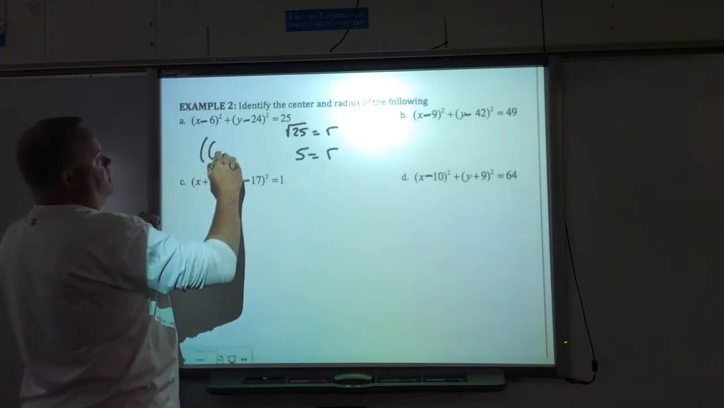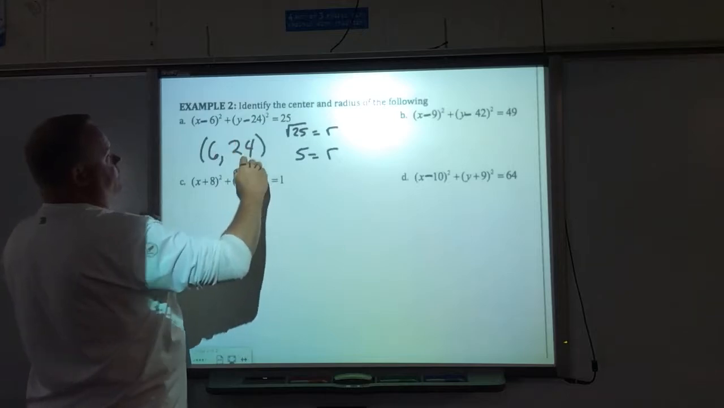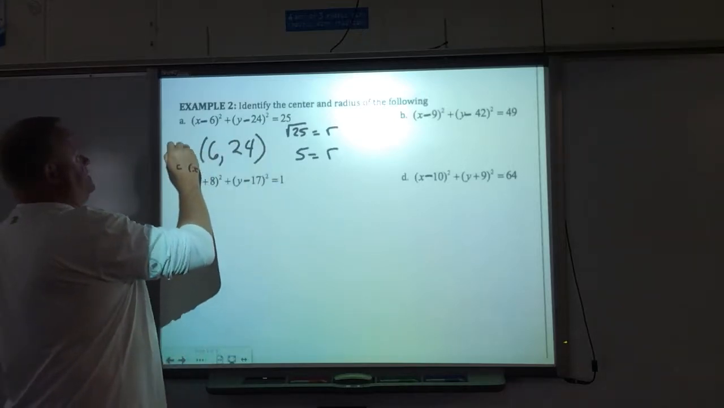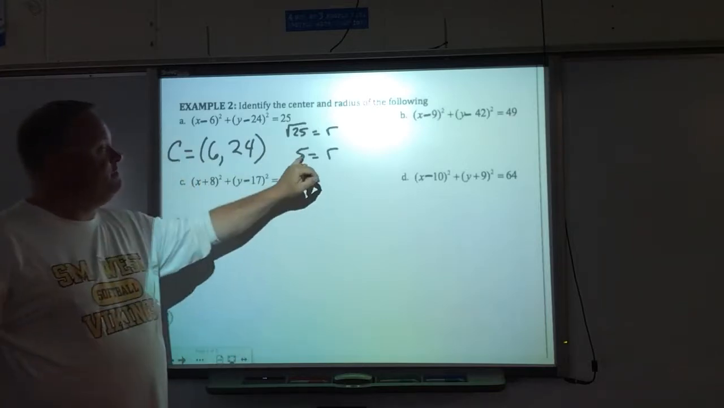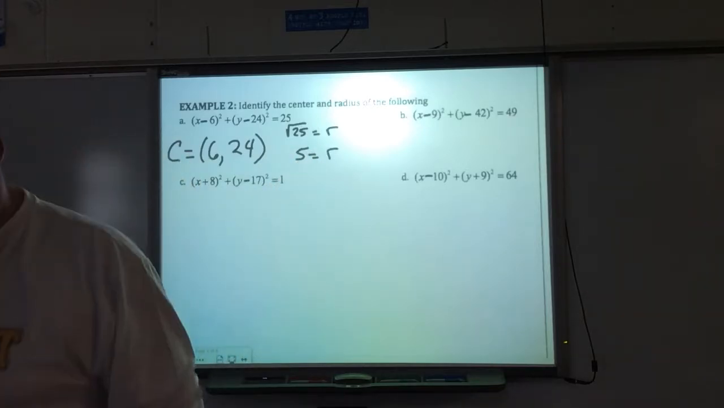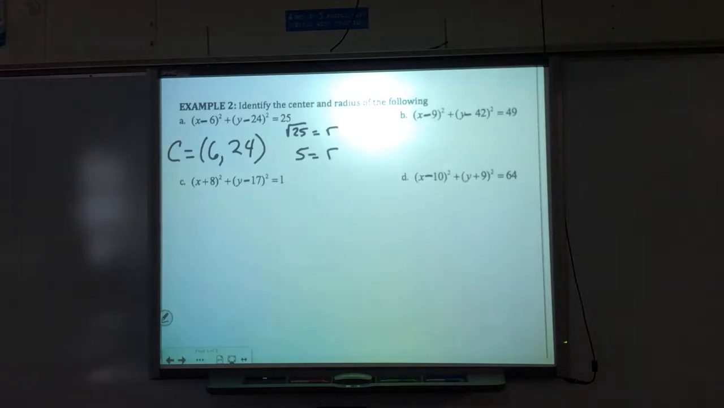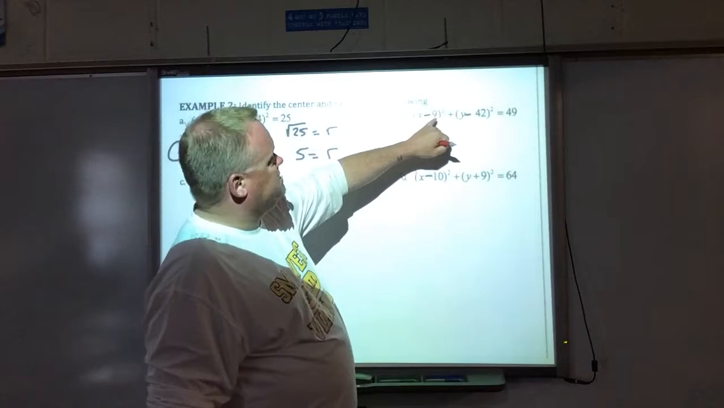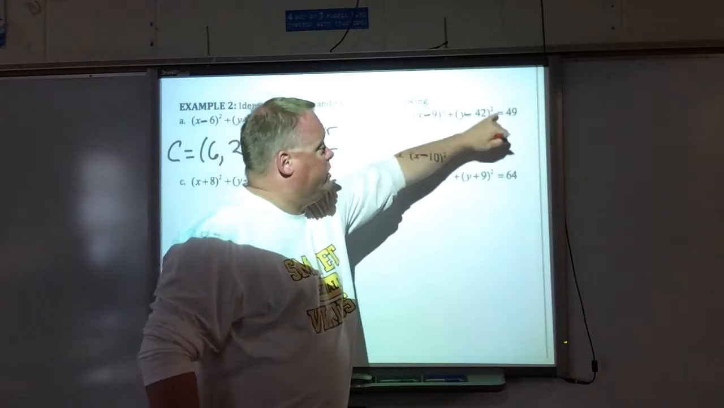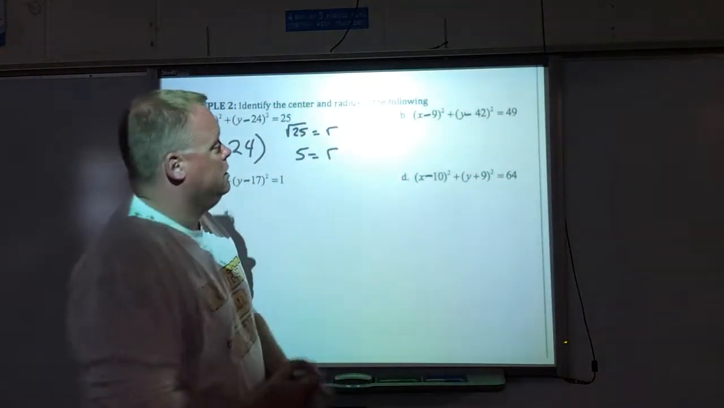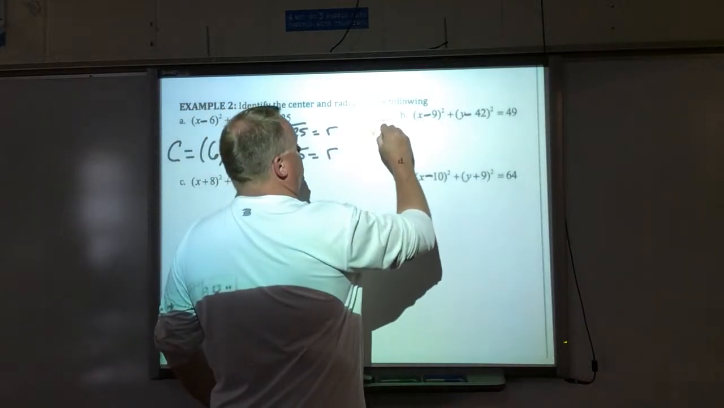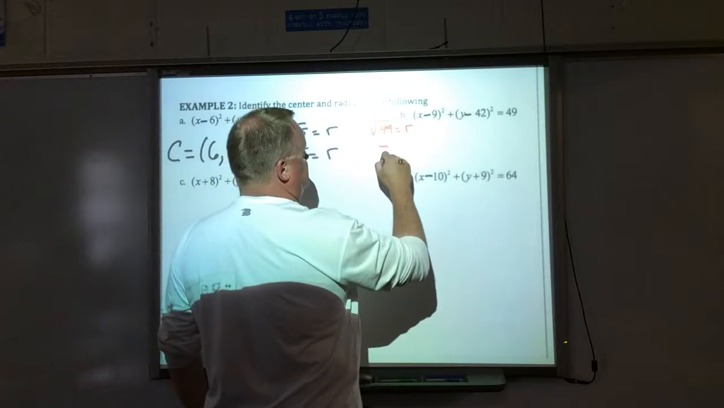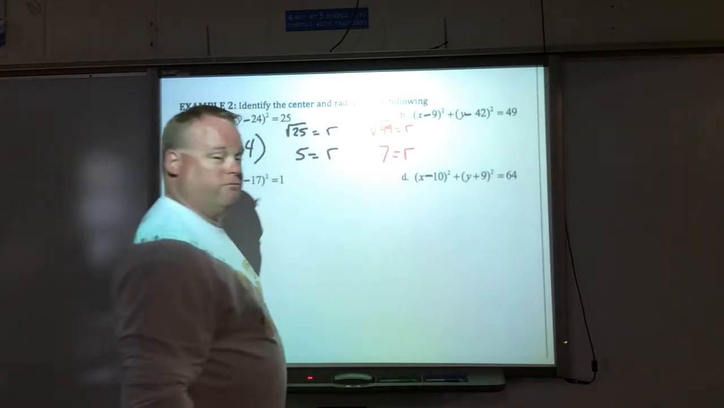6 and 24. So 6 and 24 is my center of the circle. 5 is my radius. All right. Next one. I look at this. I have x minus 9 squared, y minus 42 squared equals 49. Well, the square root of 49 is going to be equal to my radius. The square root of 49 is 7. So that is equal to my radius.